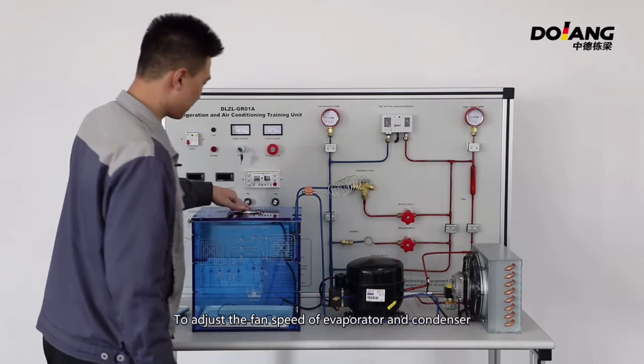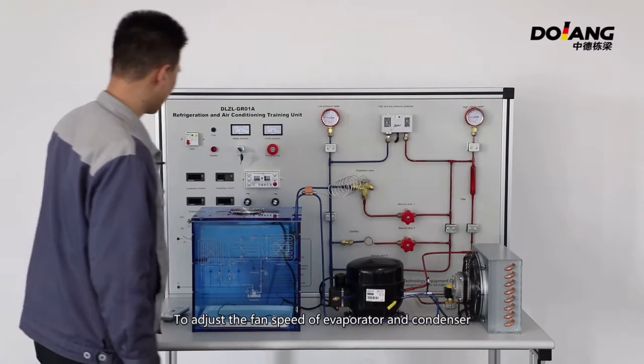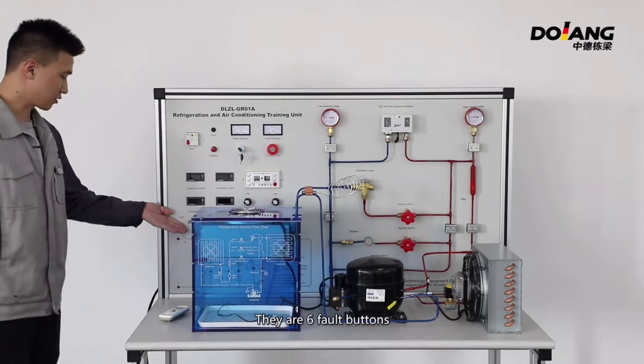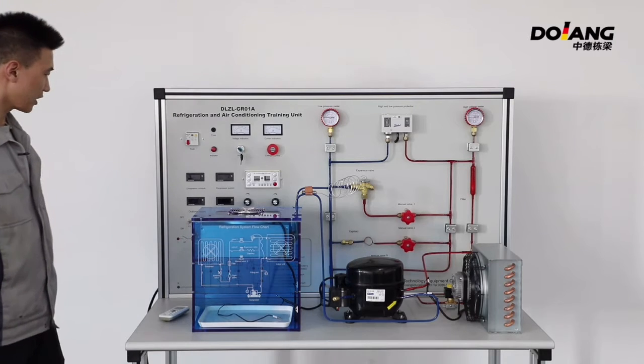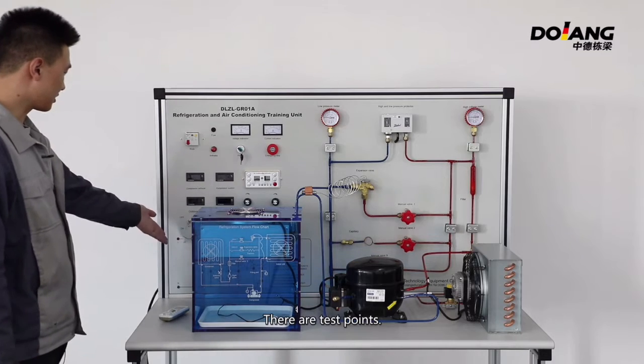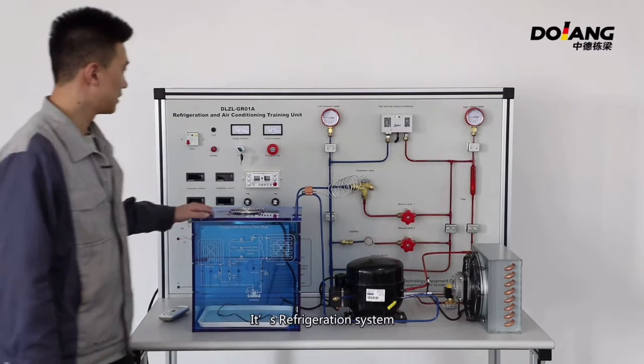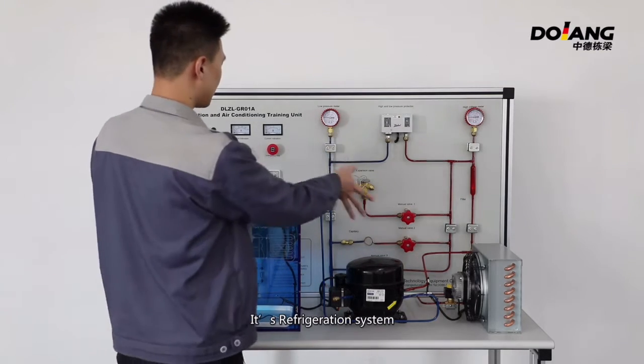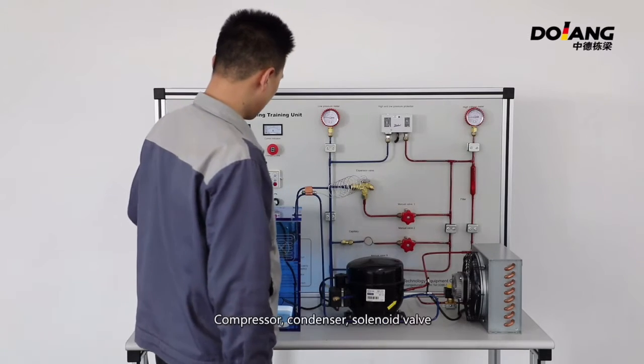These are speed regulators to adjust the fan speed of the evaporator and the condenser. There are 6 volt buttons and 3 indicators. There are test points. This is the refrigeration system: compressor, condenser, solenoid valve.